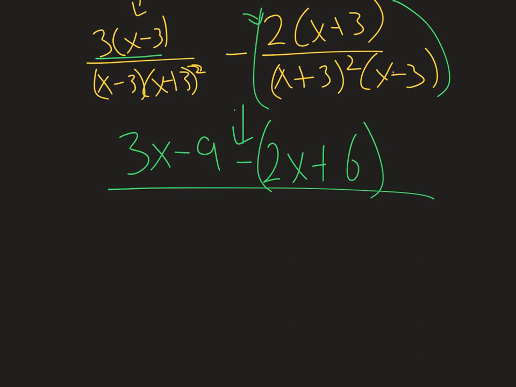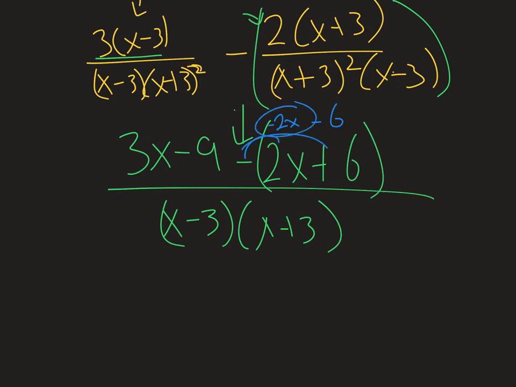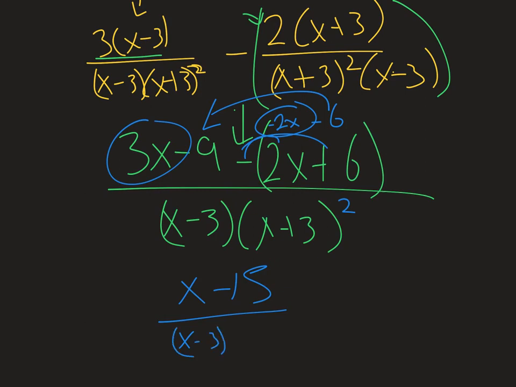I'm just showing you here to demonstrate the subtraction method. And then I can say all of this is going to be divided by x minus 3 times x plus 3. And now at this point, we can combine some like terms. I'm going to make a note to myself. This is going to be negative 2x minus 6. We're just distributing the negative through. So then I'm looking at combining like terms, which means I'm going to have x minus 15 over x minus 3 times x plus 3 squared. And again, you could write that as x plus 3 times x plus 3.